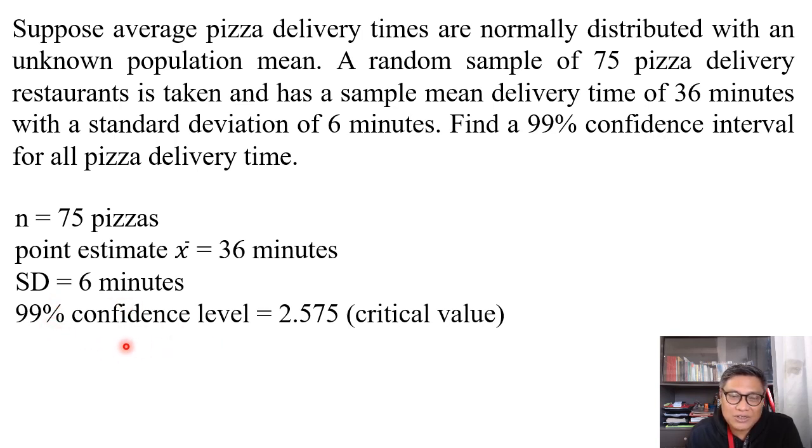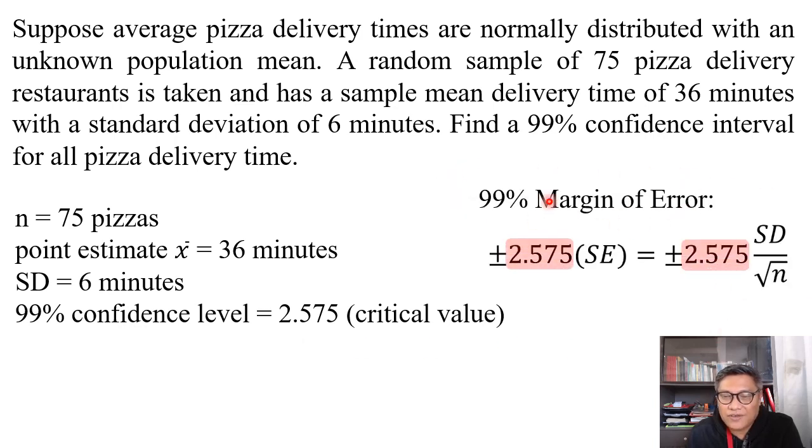So when we say 99% confidence, class, then the critical value to be used is 2.575, not the 1.96. The 1.96, class, is for 95% confidence. For the 99% confidence, we use the 2.575. Then, of course, the margin of error at 99% confidence, we have to use the 2.575 multiplied to the standard error. Again, the standard error can be solved using the standard deviation divided by the square root of n.